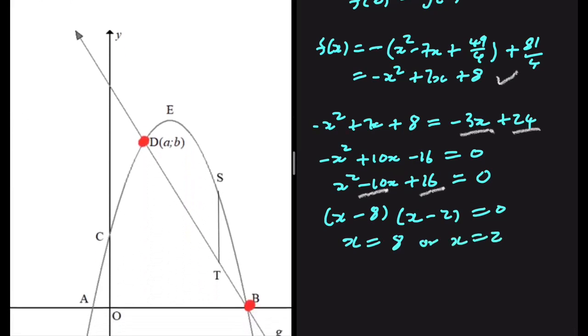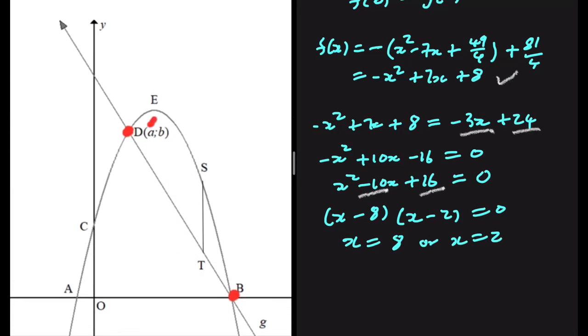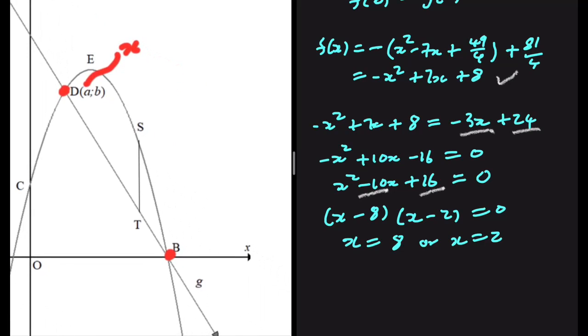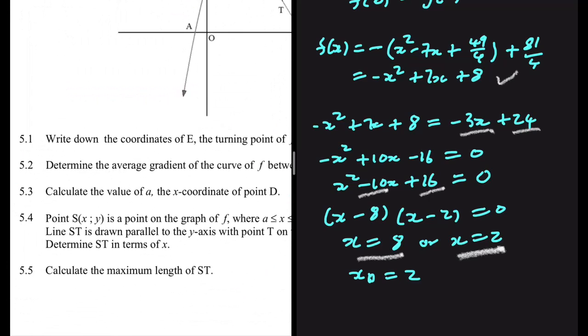Let's see what makes sense. We are looking for the x coordinate of D. We have D and B. X of D will obviously be equal to 2. We cannot say that x of D is equal to 8 and x of B is equal to 2. It doesn't make any sense. It is easy to say that x of D must be equal to 2. That is 5.3.